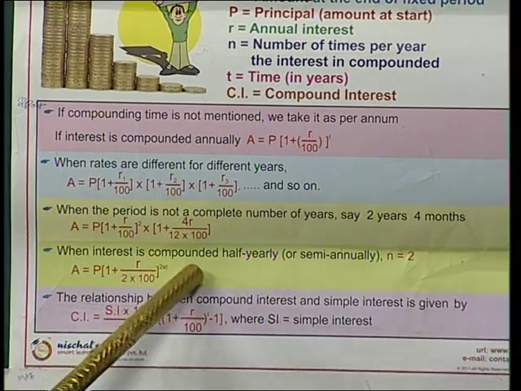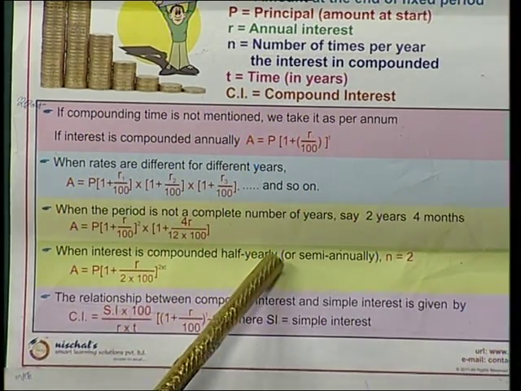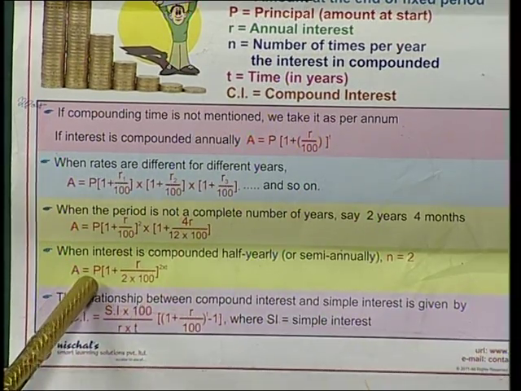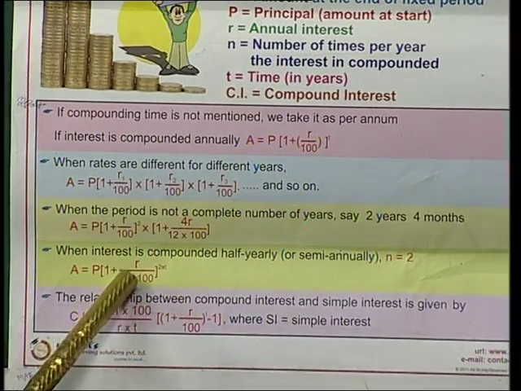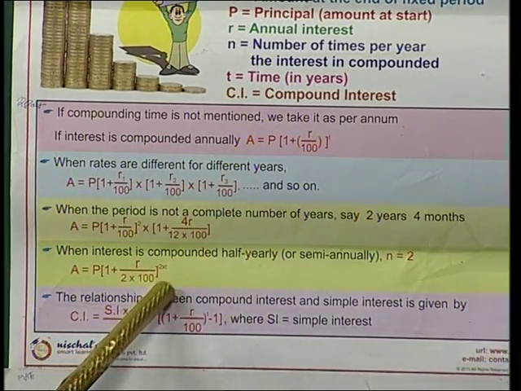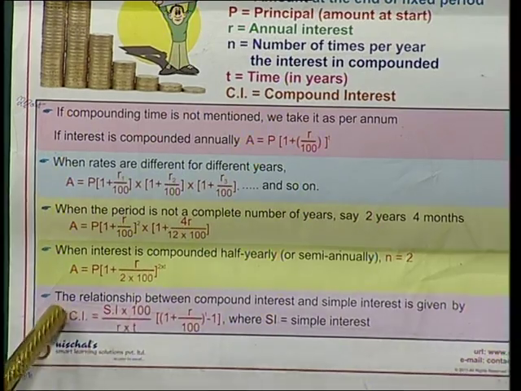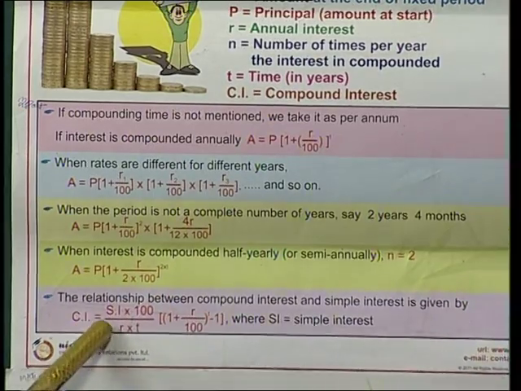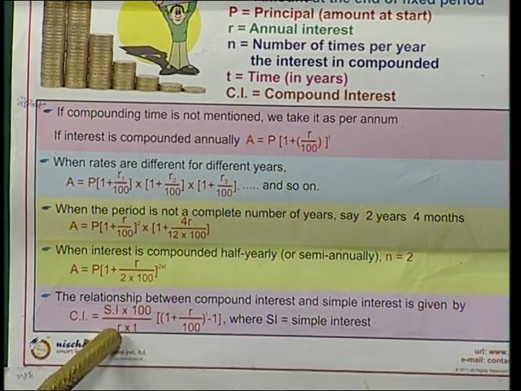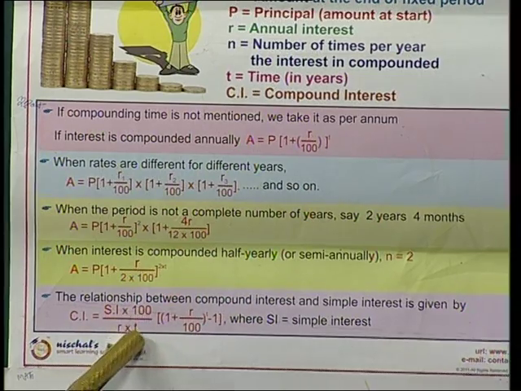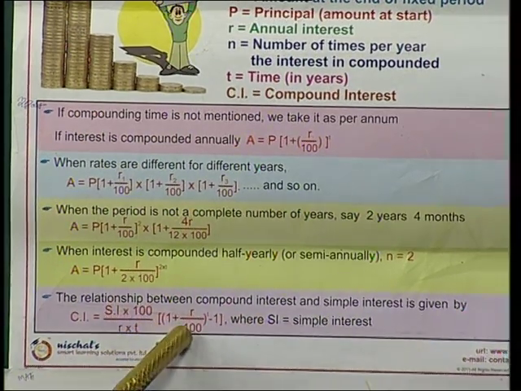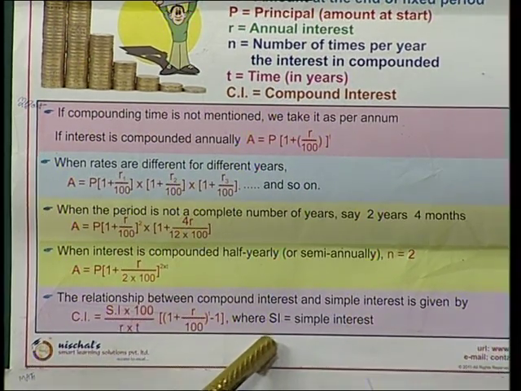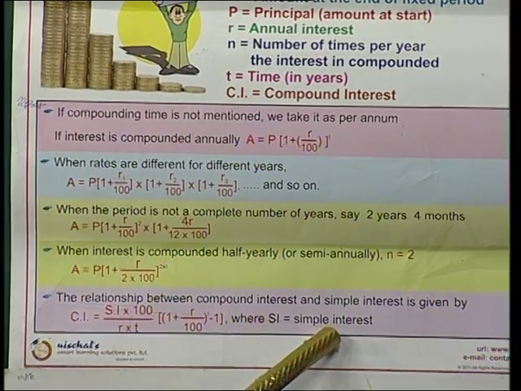When interest is compounded half yearly or semi-annually, n equal to 2, and A equal to P into 1 plus R by 2 into 100 to the power of 2T. The relationship between compound interest and simple interest is given by CI equal to SI into 100 by R into T, that is rate into time, into 1 plus R by 100 to the power of T minus 1, where SI equal to simple interest.